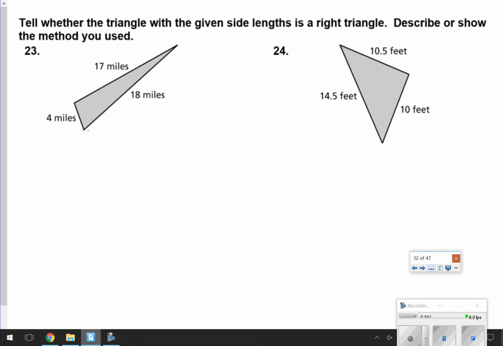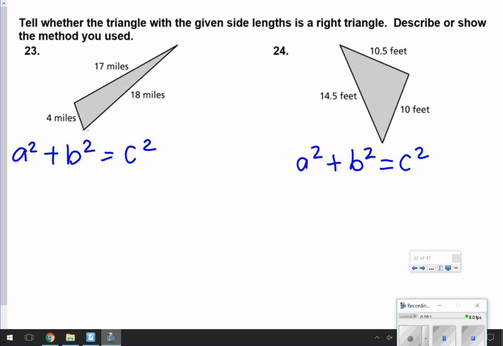And then these last few are just going to say, is this a right triangle? Describe or show the method you use. So I'm just going to show you the method that I used. I went ahead and just wrote down my two Pythagorean theorems. I'm going to use the Pythagorean theorem because that's the easiest way for me. Remember, a and b are going to be the legs. c is the hypotenuse. c is always the longest side. So c in number 23 is 18. Over here, number 24, this one was c, so I can also just go ahead and put those together too.